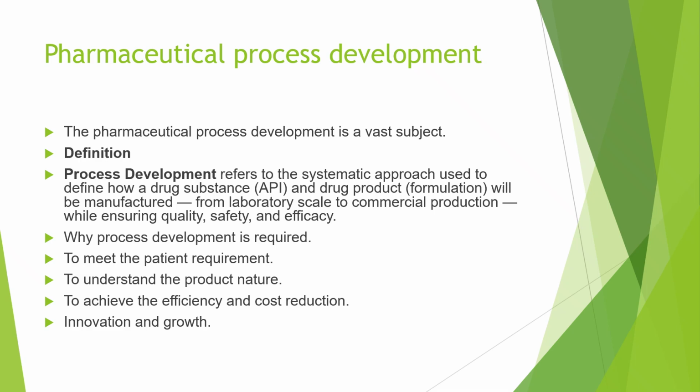Process development refers to the systematic approach used to define how a drug substance, meaning API, active pharmaceutical ingredient, and drug product formulation will be manufactured from laboratory scale to commercial production. Means what happens in the pharmaceutical industry? First, we have to take a very small batch, that is called the scale-up batch. Based on that scale-up batch, all the study and all the results, we go to the commercial scale. So how this small batch is developed and how it will be decided, we will see step by step.